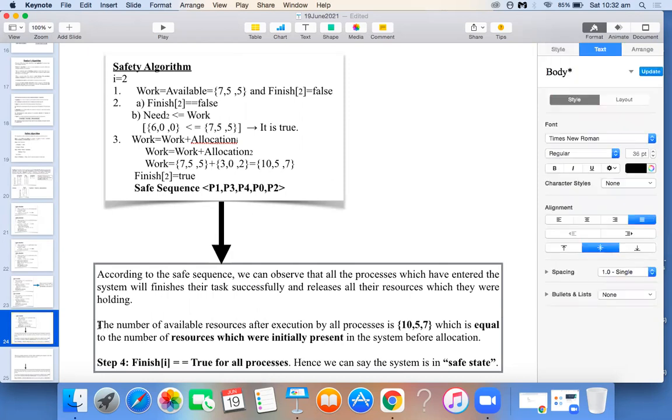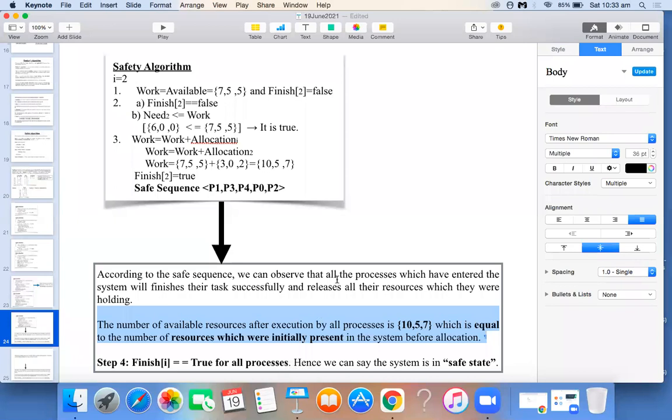The number of available resources after execution is equal to the number of resources which were initially present in your system. Those two should match. If they did not match, there is some mistake while solving your problem. Am I clear with this? To check whether there is any error in your problem, you should verify like this. The resources you initially had should come back to you when all processes have completed their execution. Am I clear with this?